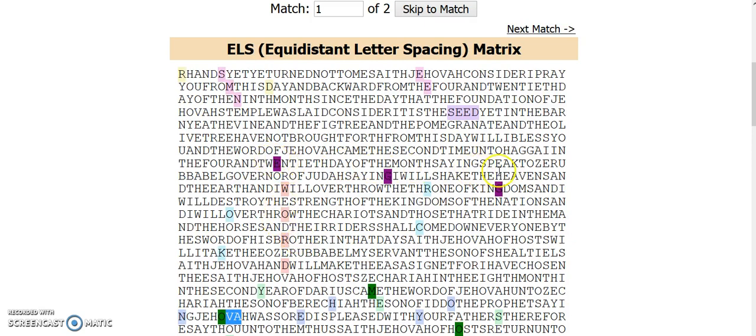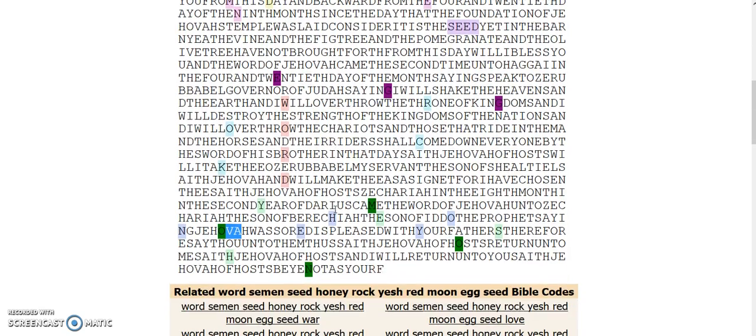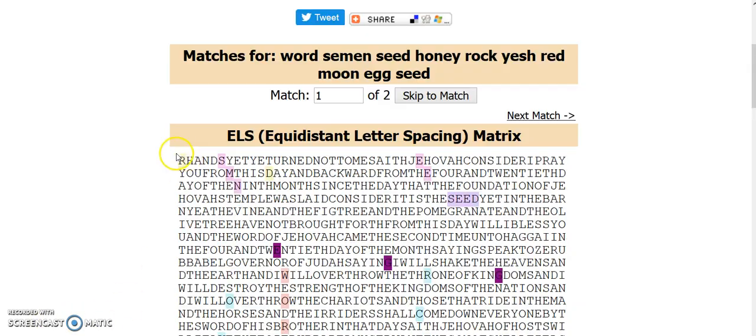And then you had egg over here at the top, and you had the word red over here in the yellow, and you can barely see that, but the R is over here, and then the D is over here. And it looks like the E might be sharing the E in Jehovah.